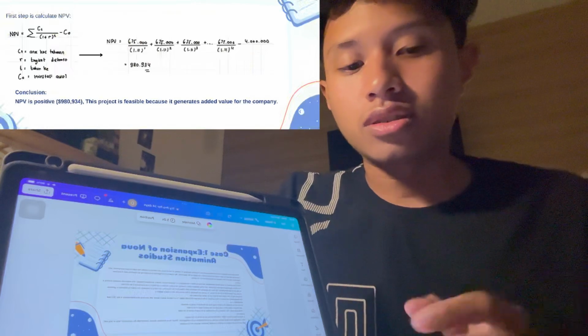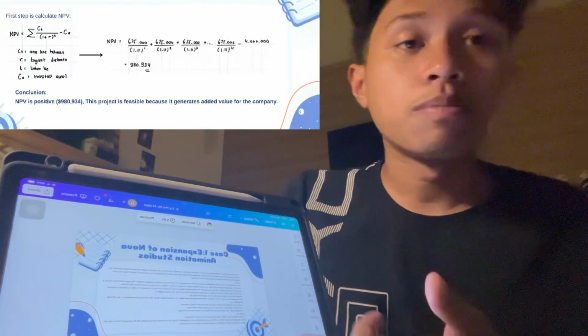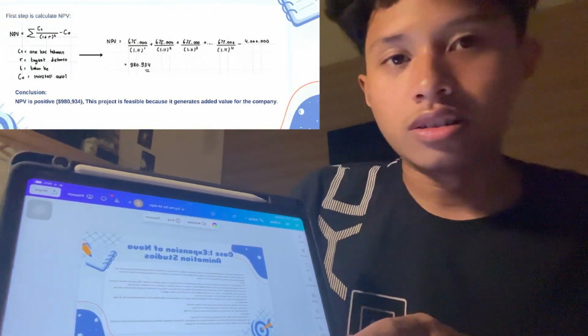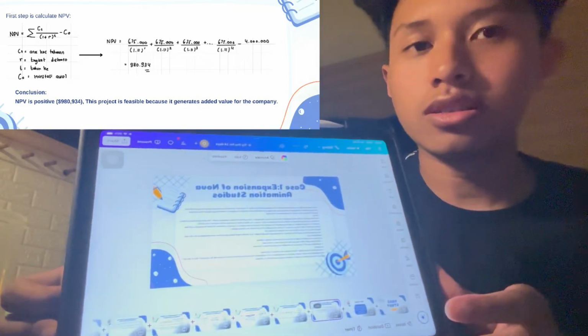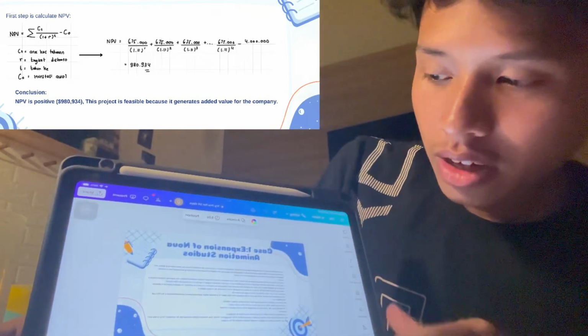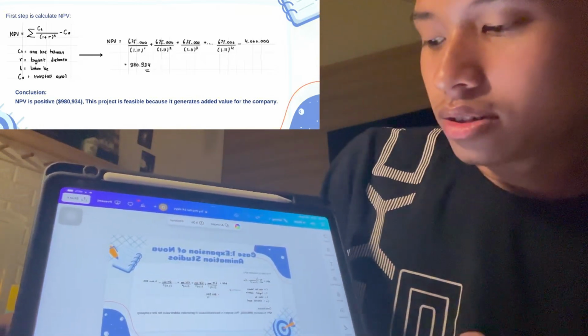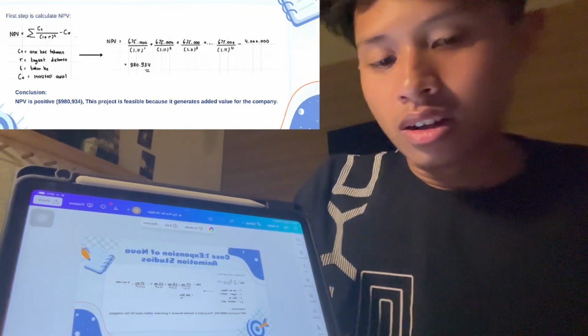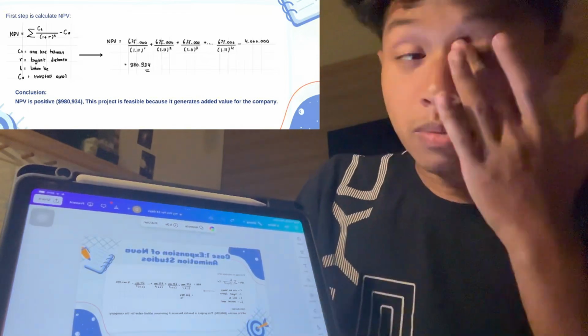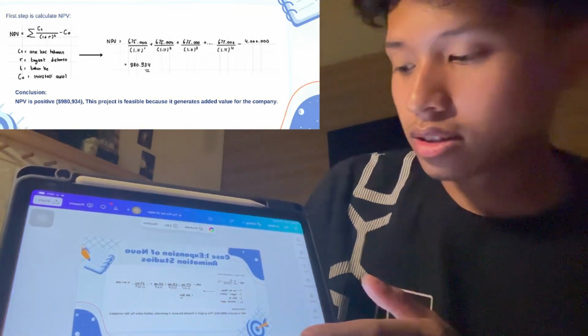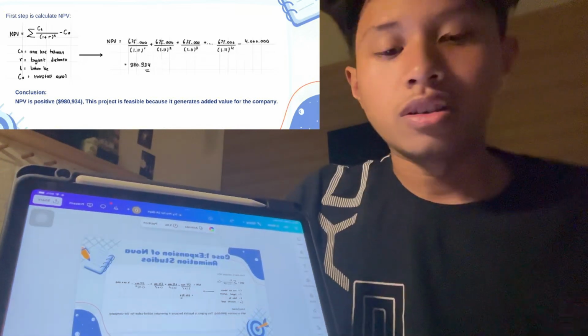And in the first step, we will calculate the NPV, and this is the case. In my calculation, the first step is to calculate NPV.